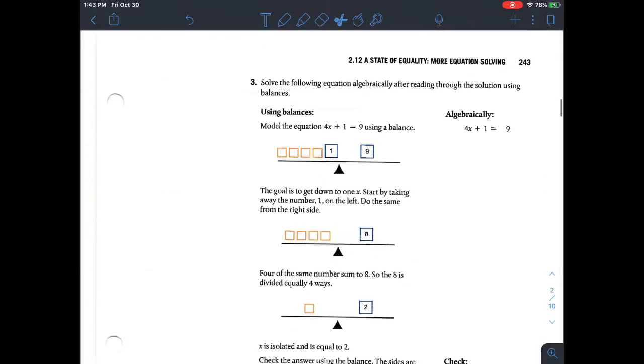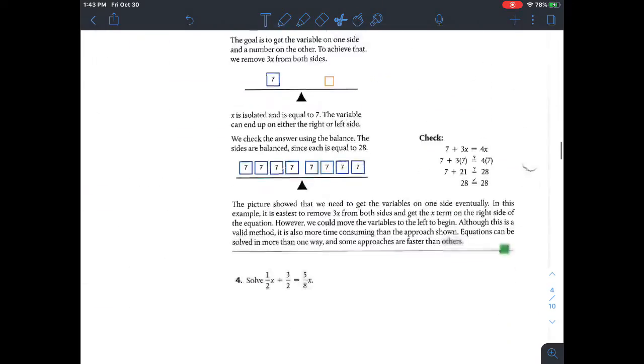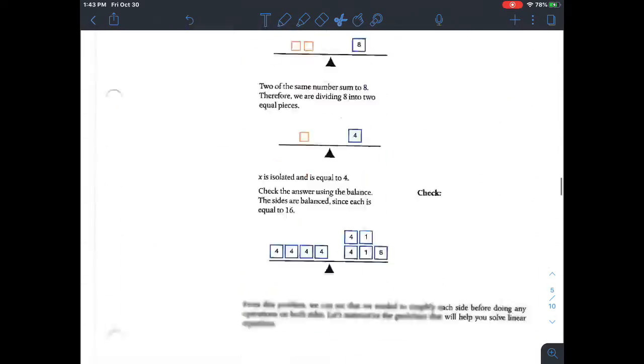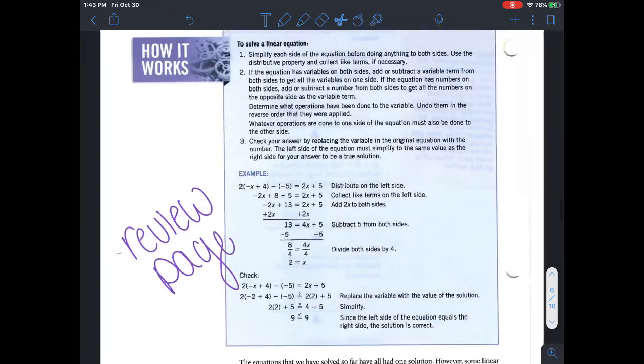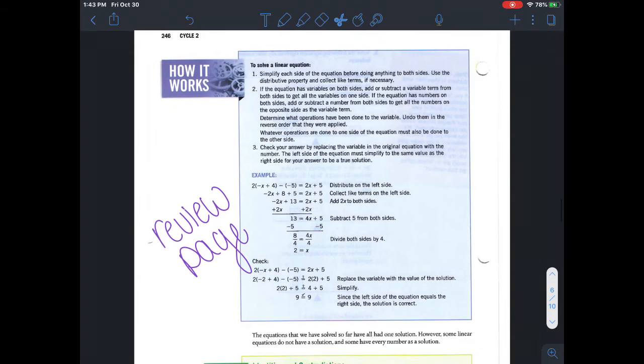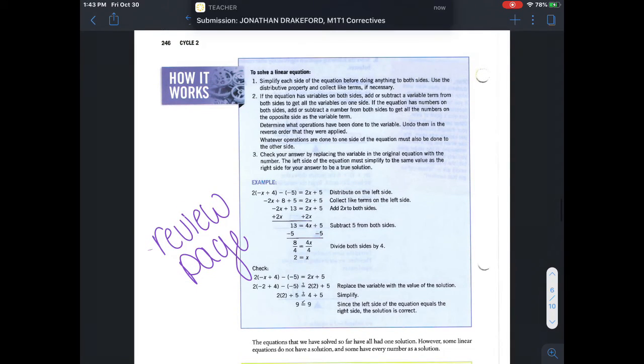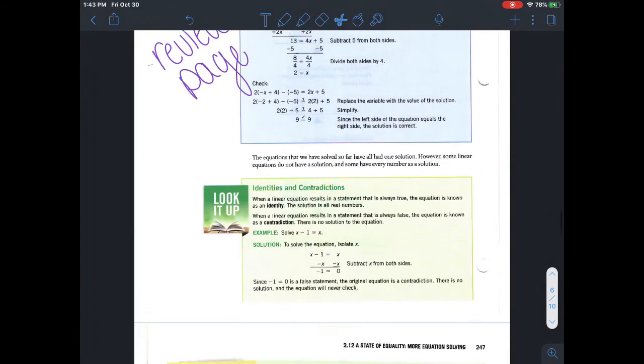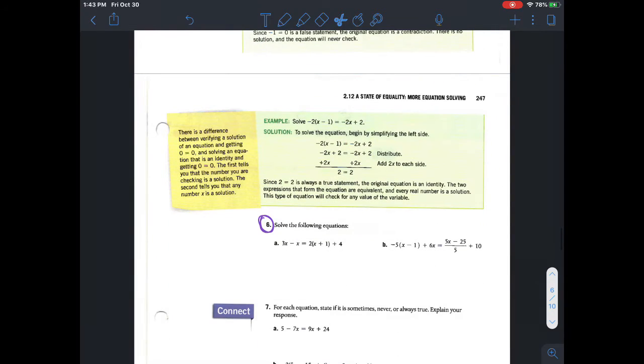And then the other one, we're going to skip number 3, number 4, number 5. Take a look at the review. Nice little review here for you. Solving linear equations, more steps, a couple step questions here. And then we're going to move on to number 6, because the solutions to these aren't just numbers. So I'm going to go over those with you.